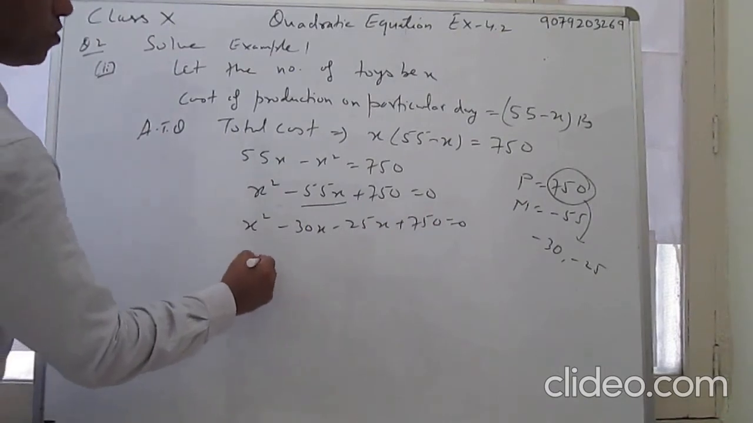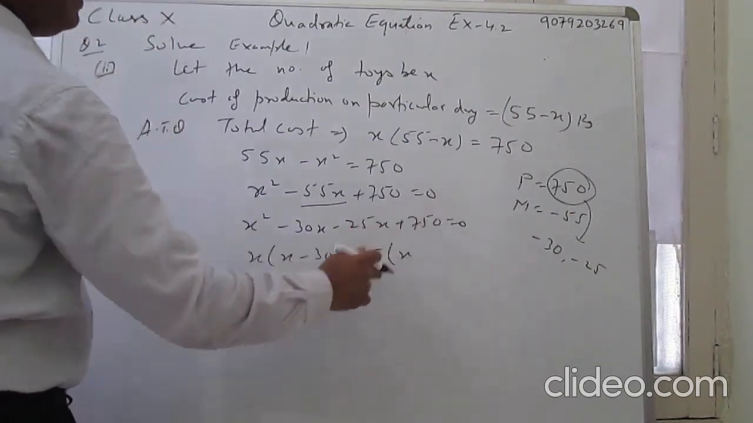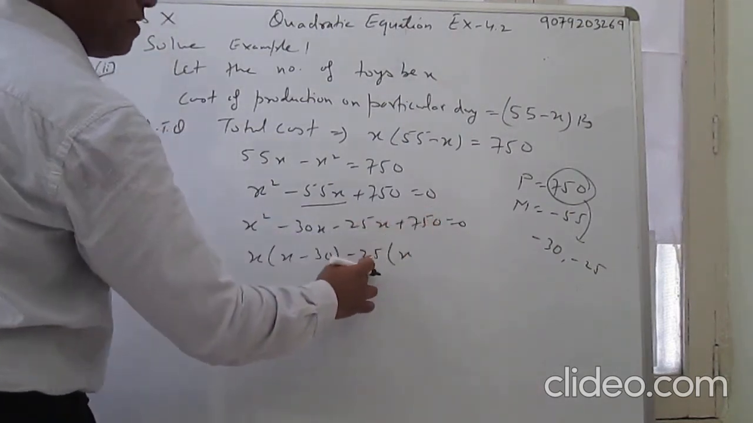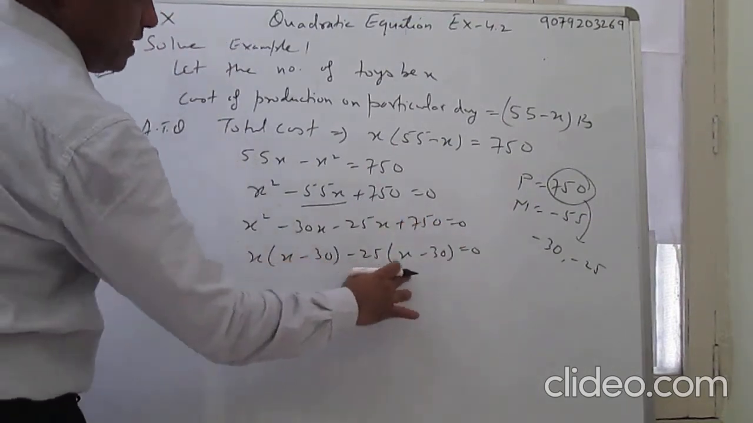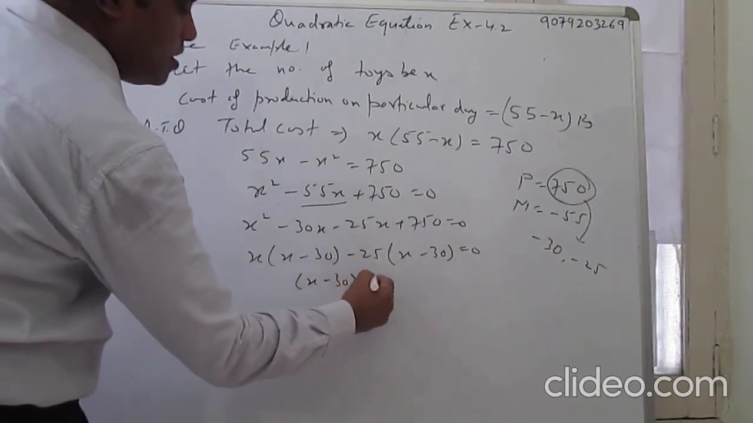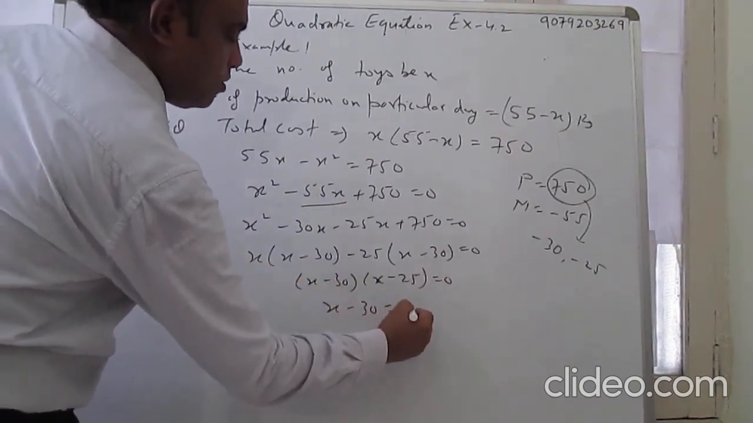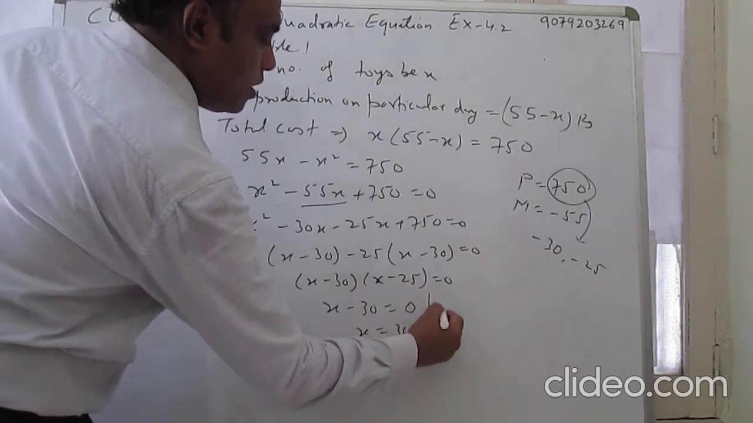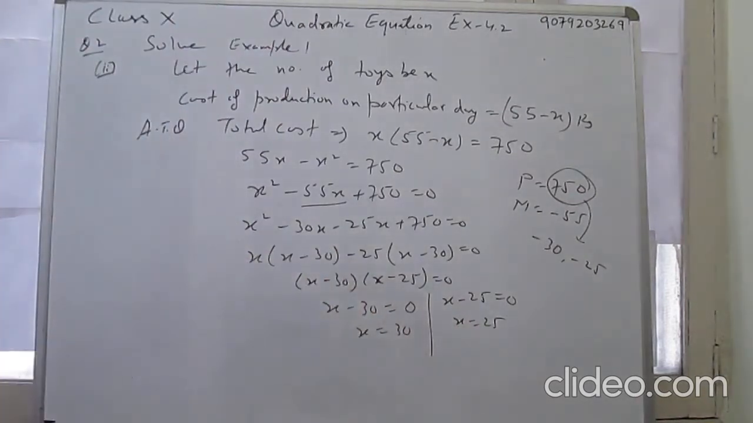So x you can take common, x minus 30 minus 25 common, so it is 750 के क्या होता है, 30 into 25 लिखते हैं, तो 25 तो बाहर आ गया, क्या रह गया, 30 माइनस का. So these x minus 30, x minus 30 again common, x minus 25. First this bracket is 0, x minus 30 is equal to 0, so x is equal to 30. Now x minus 25 is equal to 0, so x is equal to 25. So the cost of production is x is equal to number of toys be 30.